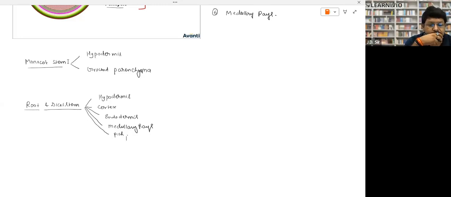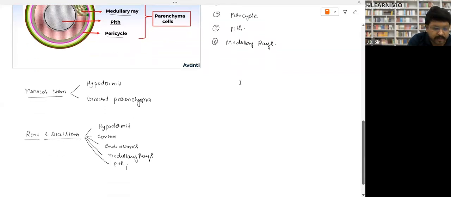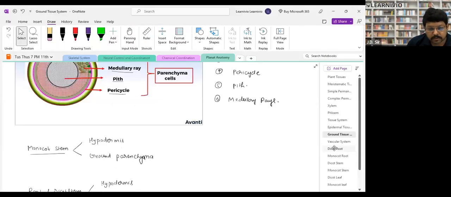So what about the medullary ray? First please note it down, then I'll explain in more detail. I'll tell you what the medullary rays are. We will study them again, but still I'll tell you what those are. Noted? Yes, sir. Okay, you have asked, what are the medullary rays?